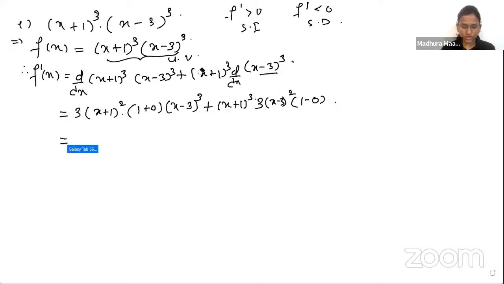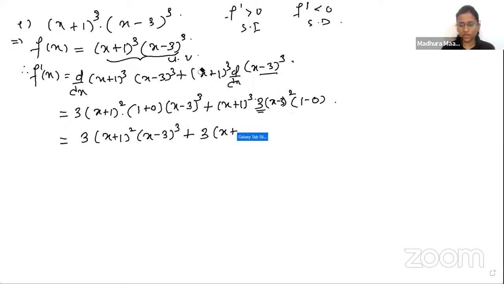So, just rearrange the terms. This is x plus 1 whole square. This is x minus 3 whole cube. Plus, here also we have 3. 3 into 1 is 3. x plus 1 whole cube. And x minus 3 whole square. This is your f dash of x.